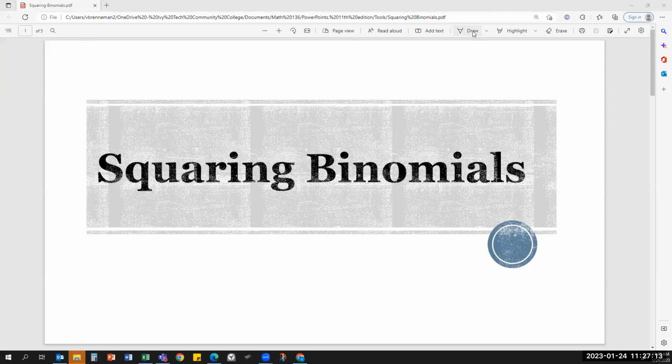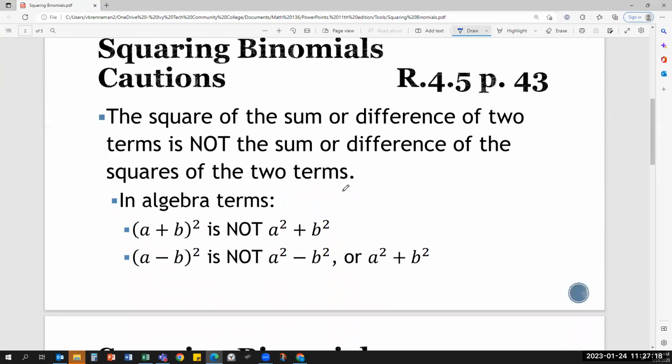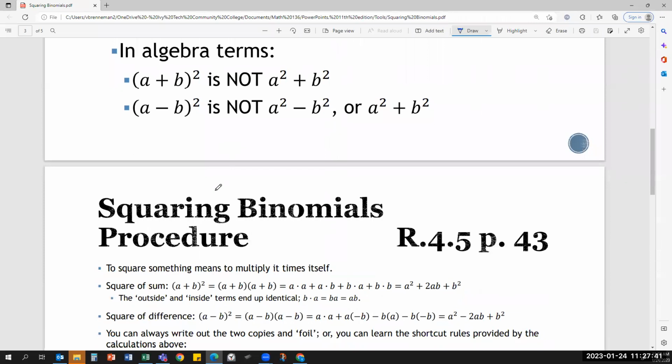Let's talk about squaring binomials. First, a couple things to watch out for. We have a sum or difference of two terms being squared. You can't just square each term. So a plus b squared is not a squared plus b squared. A minus b squared is not a squared minus b squared or a squared plus b squared. So make sure you're not doing that.